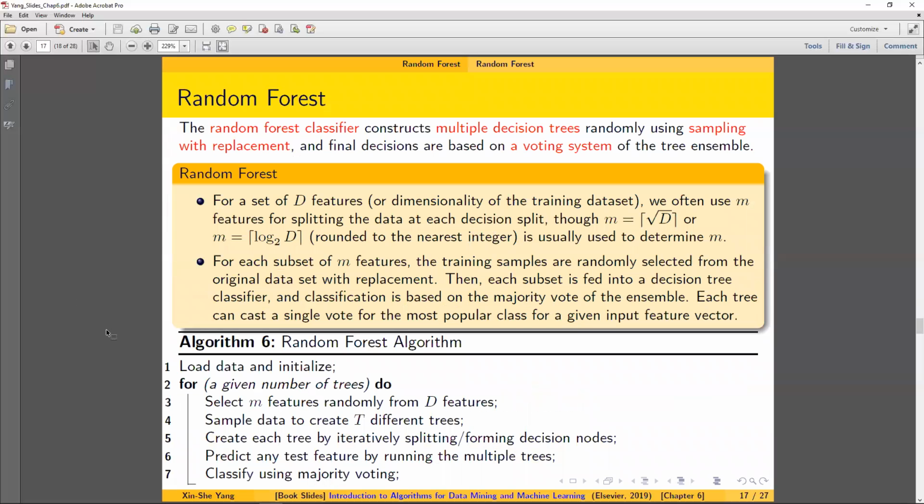So what is a random forest? You probably have heard of it already, but now you understand decision tree. You just need to realize random forest is an extension of decision tree. What it does is it constructs multiple decision trees randomly using sampling with replacement, and final decisions are based on a voting system of the tree ensemble.